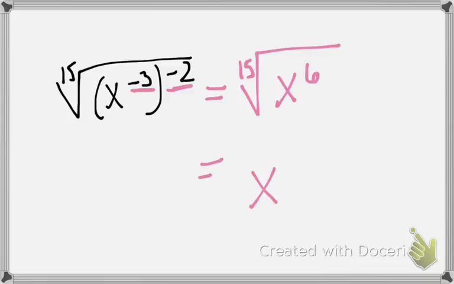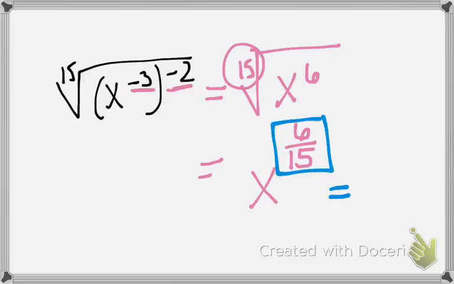X now is your base, 6 is your numerator, and again your index is always your denominator. But always look to see, can I do some simplifying? Yes, 6 to the 15th can be simplified, and that can become 2 fifths. That would be nice if I could get that part right. So there's your final answer.